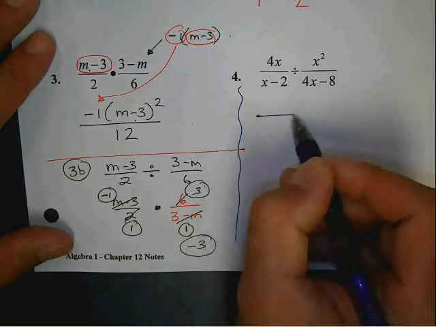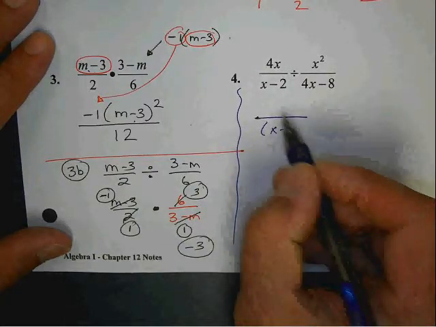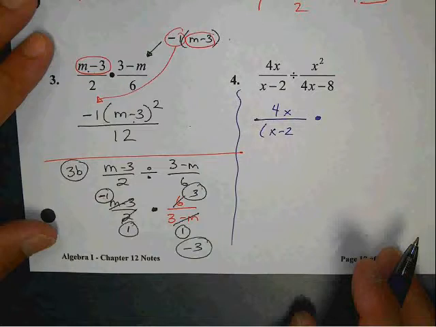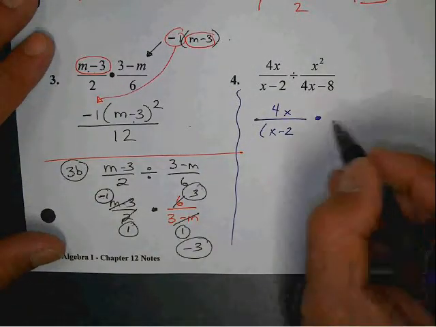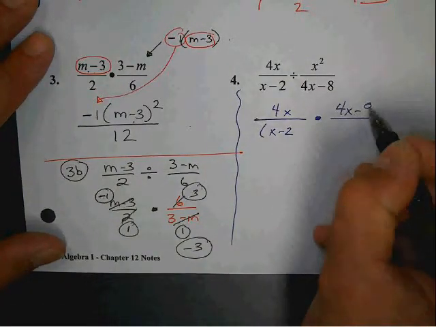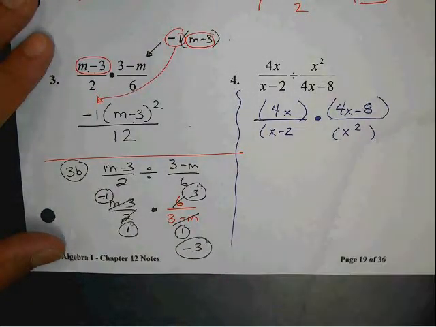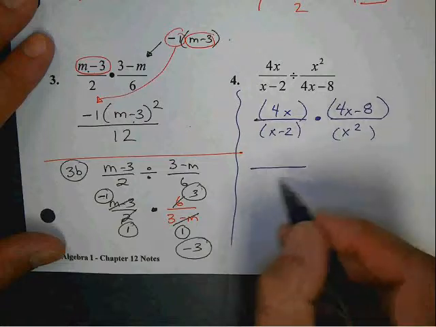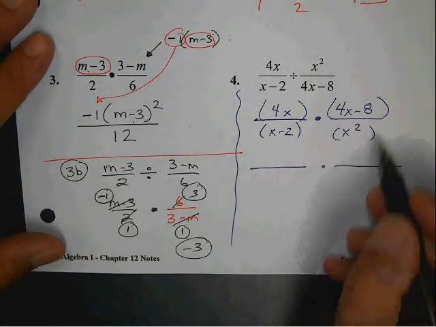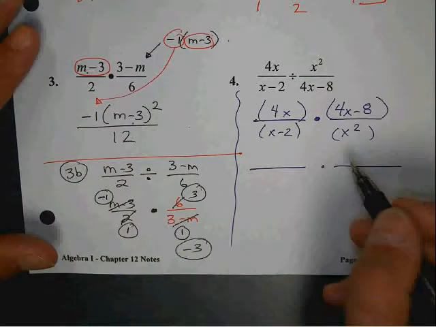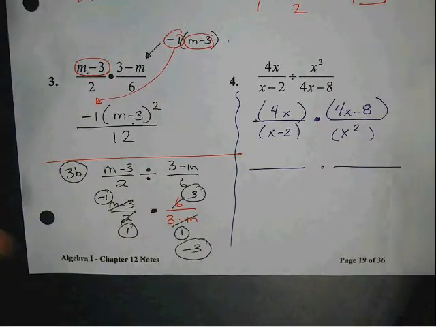All right, here's our next one. The x minus 2 doesn't factor. The 4x doesn't factor. But let's change it to a times sign. 4x over x minus 2, times 4x minus 8 over x squared. Now, does any one of those four factor? Yeah, factor the 4x minus 8. See that 4 and the 8? It is a difference. But they're not perfect squares, so we look for a GCF.